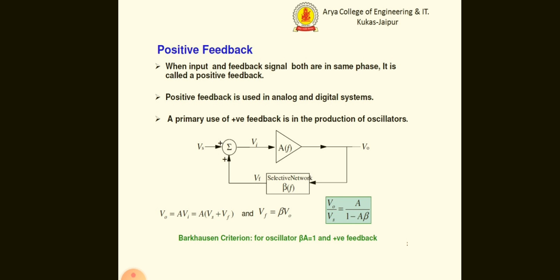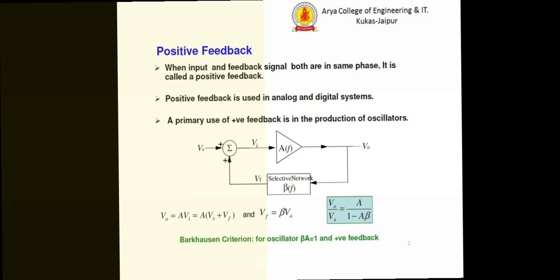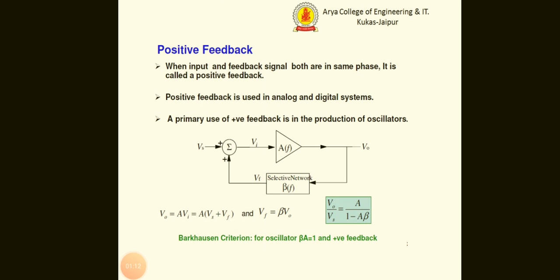This particular expression also gives us an idea how oscillators are designed. Oscillators are designed on the concept of the Barkhausen criteria, which states that for oscillation we require A beta equals 1 and should have a positive feedback.